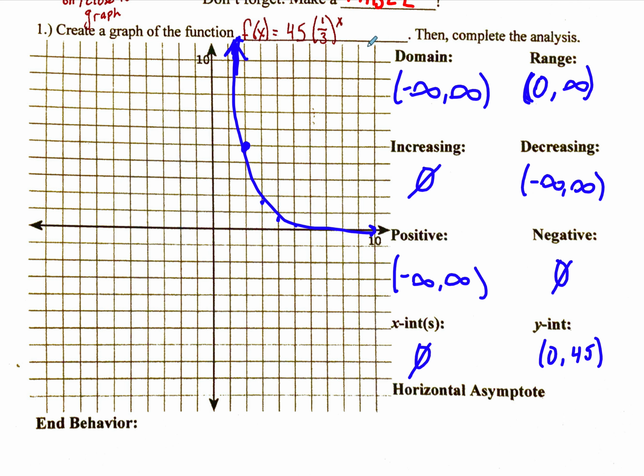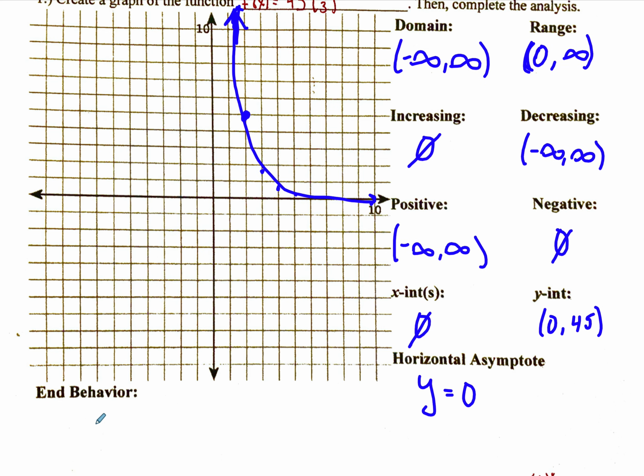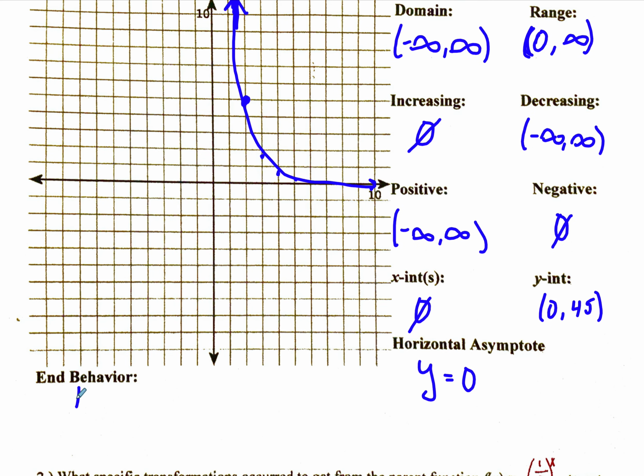Okay, horizontal asymptote, as you can see, there's no plus anything off to the right of the function formula. And we can also see based on the graph that we're going to y equals 0. And finally, end behavior. As x goes to negative infinity, what's happening to y? Well, it's shooting up, right? f of x goes to infinity. And now as x goes to positive infinity, f of x is approaching, it's trying to become 0.